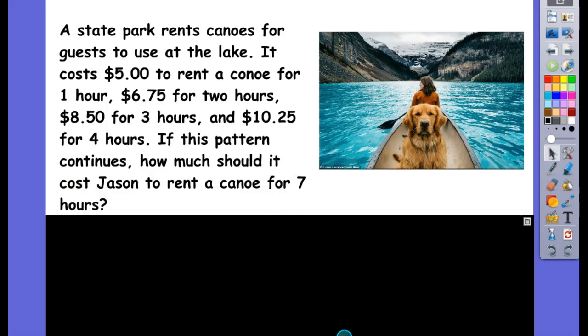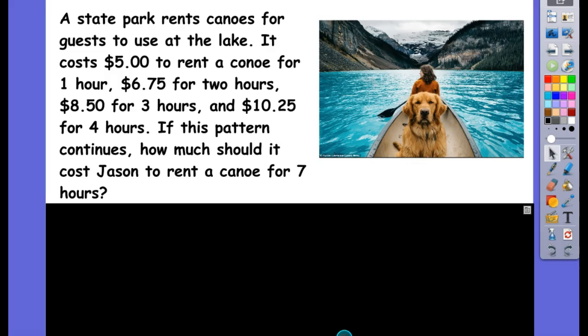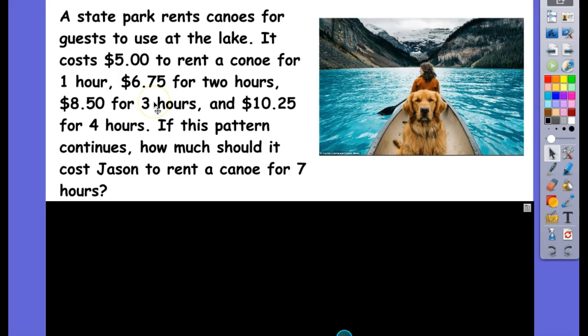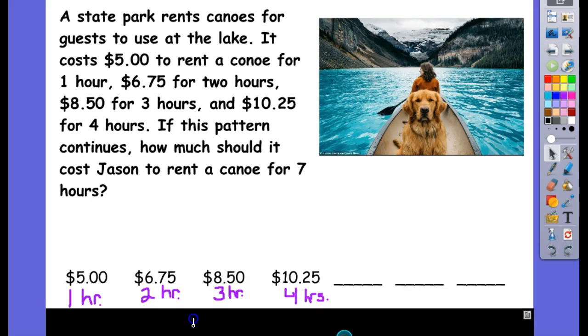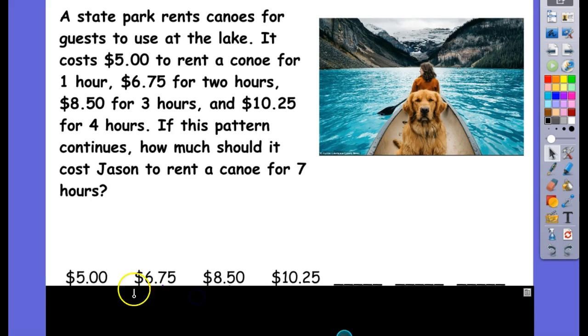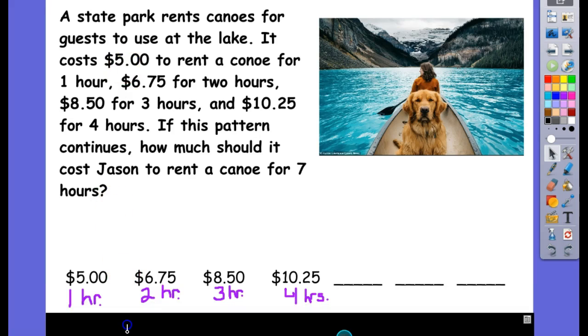When we're looking at a problem like this, one of the first things that we're going to want to do is put all of our numbers into a sequence. I already have that down here. So we have $5, which is represented of 1 hour. We have $6.75, which is the 2-hour rate. $8.50, which is the 3-hour rate, and $10.25, which is the 4-hour rate. As you can see, I'm putting them in from least to greatest because in this problem, the prices are going up.